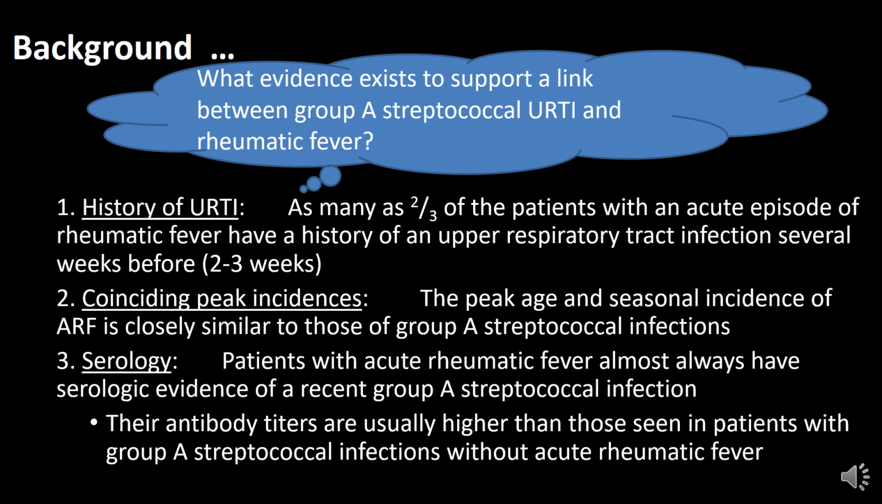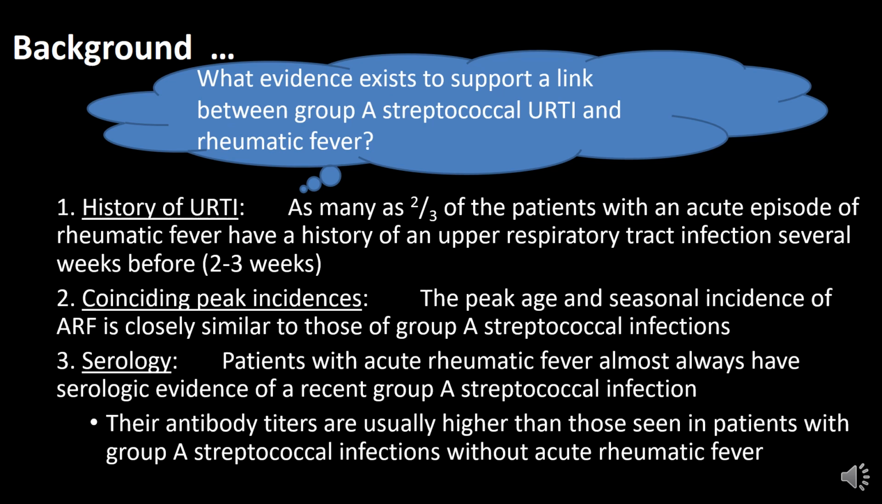Studies have shown that of all the children that present with acute rheumatic fever, two thirds of them will have a positive history of an upper respiratory tract infection at least 2 to 3 weeks before the presentation of acute rheumatic fever. That is link number one. Link number two, the coinciding peak incidences. It has also been shown that the peak incidence for age and season for acute rheumatic fever is very closely similar to that of group A streptococcal throat infections.